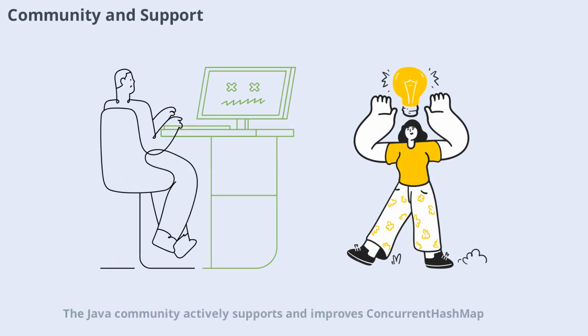The Java community actively supports and improves ConcurrentHashMap. From detailed documentation to community forums and expert blogs, there's a wealth of resources available to help developers master its use. Staying engaged with the community ensures you stay up to date with best practices and new features.